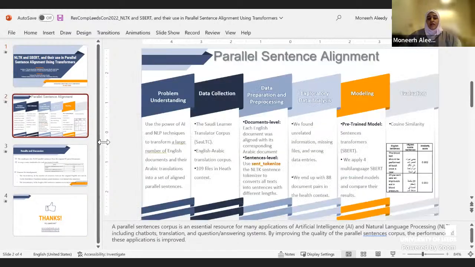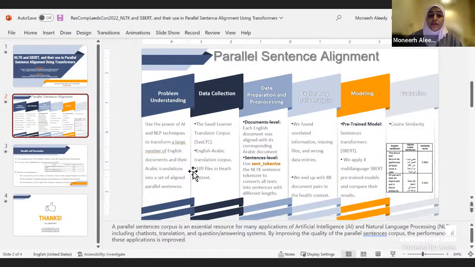A parallel synthesis corpus is an essential resource for many applications of artificial intelligence and natural language processing, including chatbots, which is the main research problem in my PhD research, along with other systems like translation and question answering systems. And by improving the quality of the parallel synthesis corpus, the performance of these applications is improved.